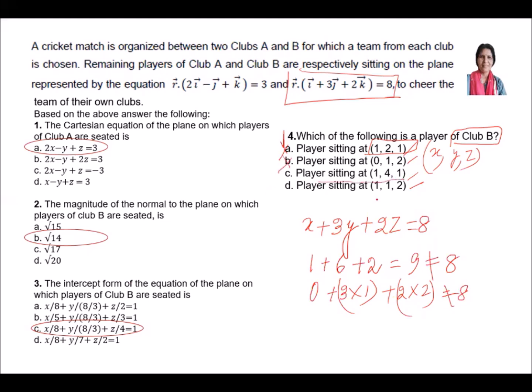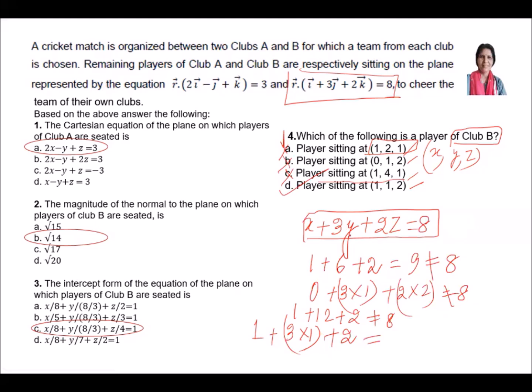Now coming to the third one. 1 plus 3 into 4, 12, plus 2. I'm putting in this equation only, this is the equation for B. It is not equal to 8. So C is not the answer. D will certainly be the answer, but we'll still check the fourth option. 1 plus 3 multiplied by 1 plus 2, it will be how much?